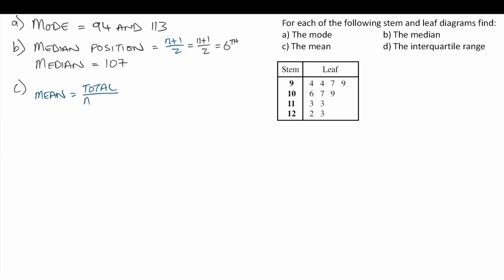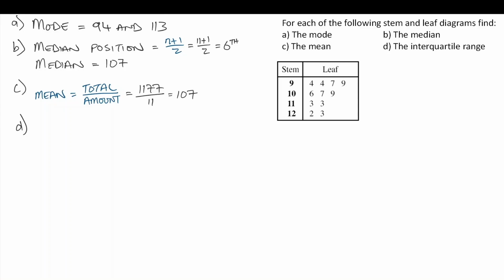In part C, we're asked to find the mean. Now we know that the mean is the total divided by the amount, the sum of x divided by n. In this case, it's 1,177 divided by 11. The mean is 107. The mean and the median are the same value. There are certain instances in A-level maths where it will be important to recognize or spot that this has happened.